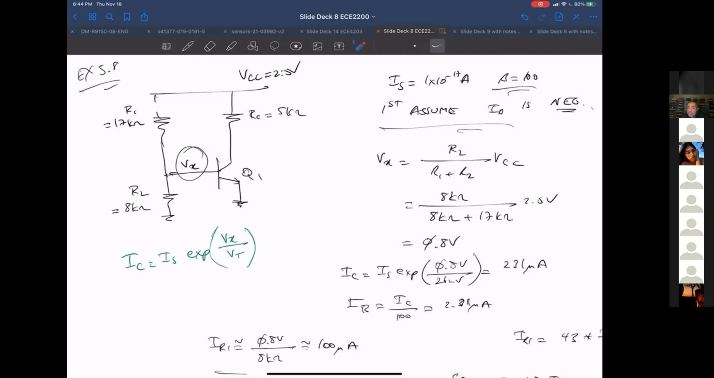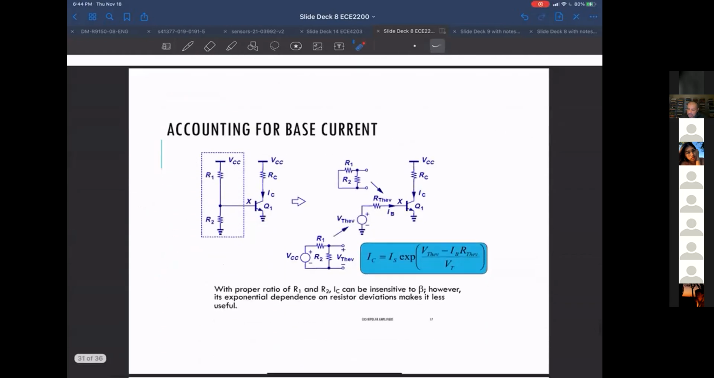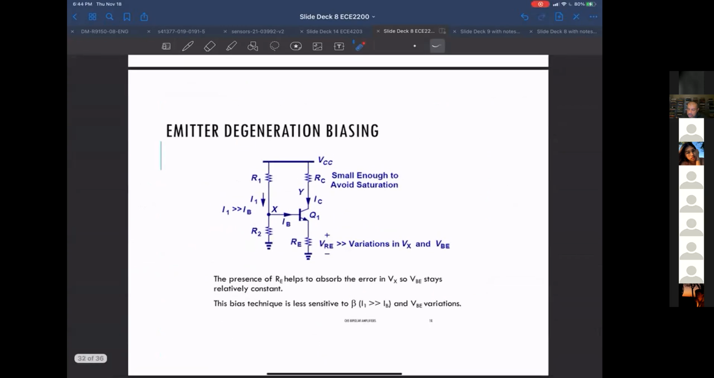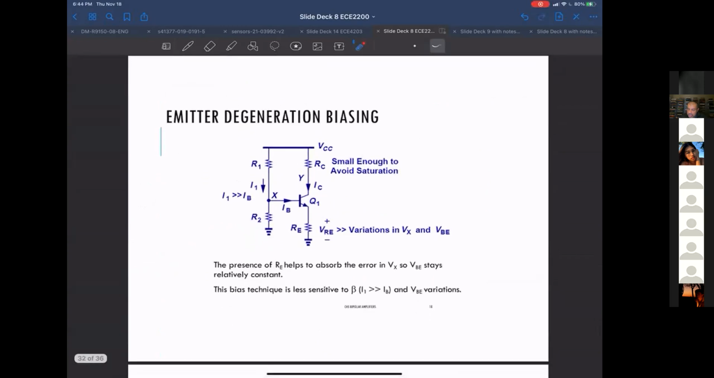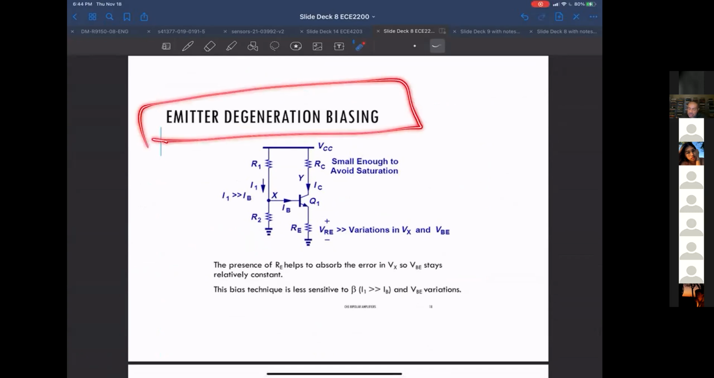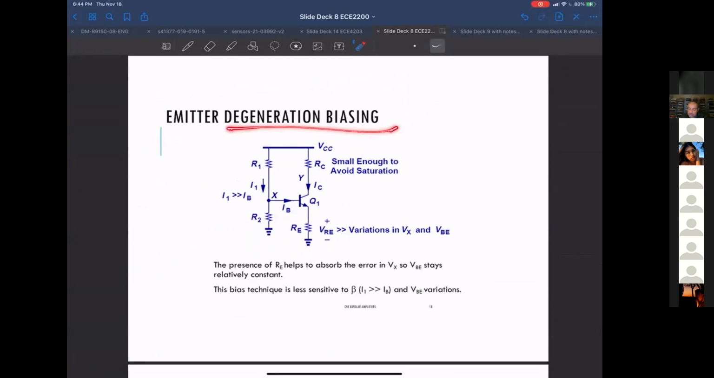So in the next lecture we're going to add one more resistor and show how that gives you the practical biasing approach, and also leads us to the concept of emitter degeneration. Okay, guys, any questions?